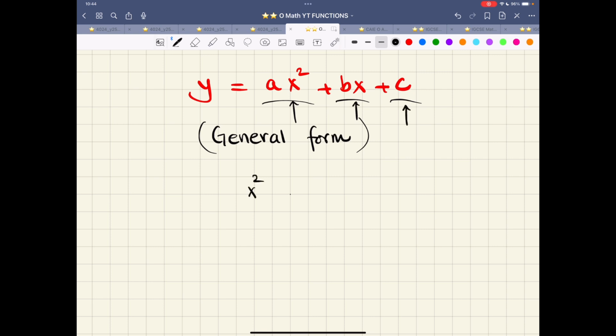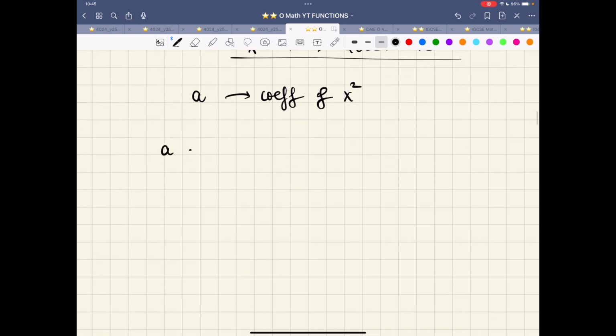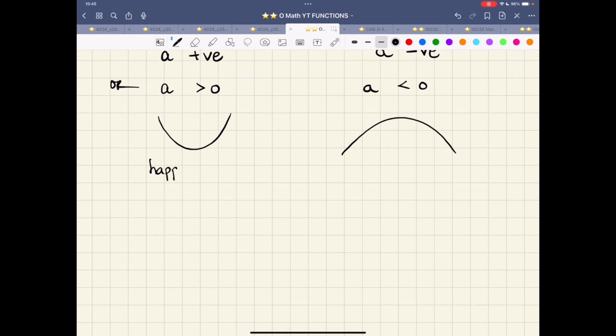It's necessary that the x squared term should be there because it decides whether an expression is that of a quadratic or not. Now this is the coefficient of x squared, and if a is positive, which I can write as a is greater than 0, that means the shape of the graph is like this. If a is negative, which also means a is less than 0, then the graph shape is upside down. So this is a happy face graph, this is a sad face graph.